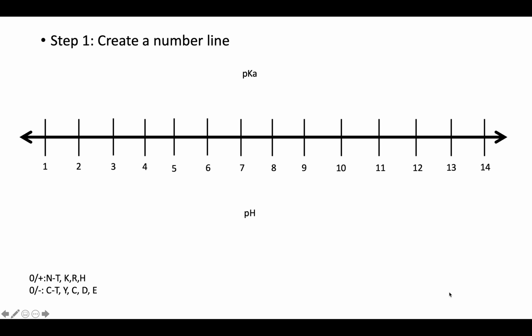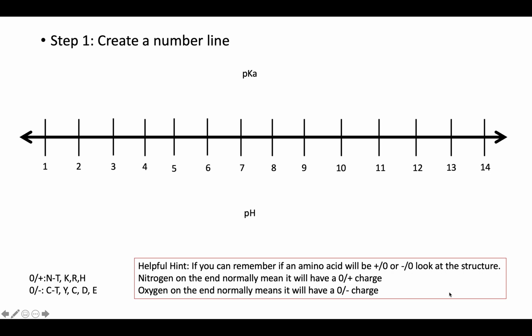I also like to make a note of what amino acids are either positively charged or have no charge, or they're negative or no charge. Don't forget your N and C terminals here. A helpful hint is if you know that an amino acid is charged and you can't remember if it's going to be positive or 0, or negative or 0: if you see a nitrogen on the end, it normally means it'll have a 0 or positive charge, whereas if you see an oxygen on the end, it normally means it's going to have a 0 or negative charge.